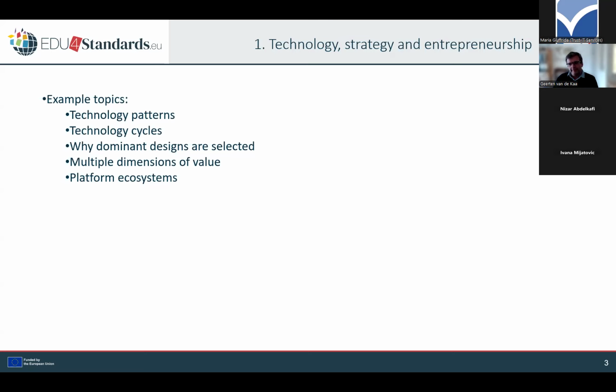And then I come to that topic of, okay, so a dominant design emerges. But how then? Can we maybe influence that design, right? Can we influence which of these designs will become dominant? Because if we can do that, then maybe we can also influence which standard, or which de facto standard, will be reached. And then I explain to students that there are multiple dimensions of value, right?